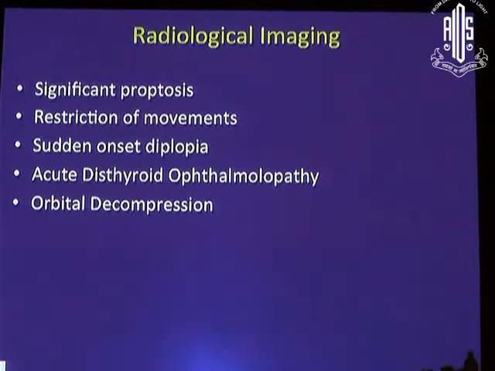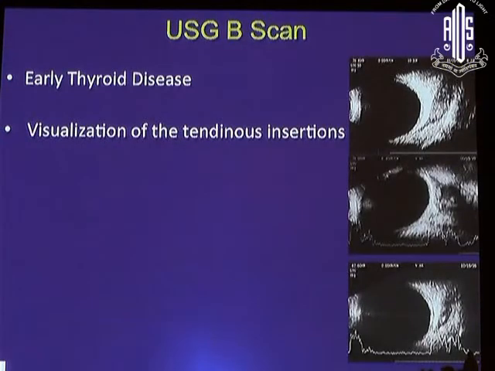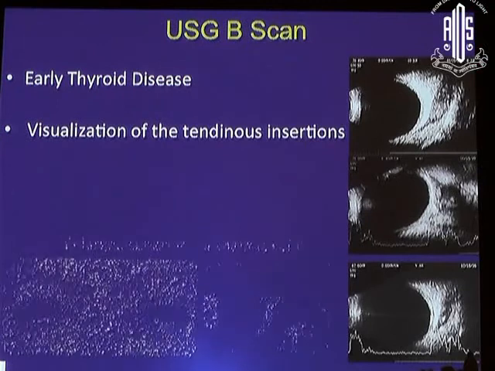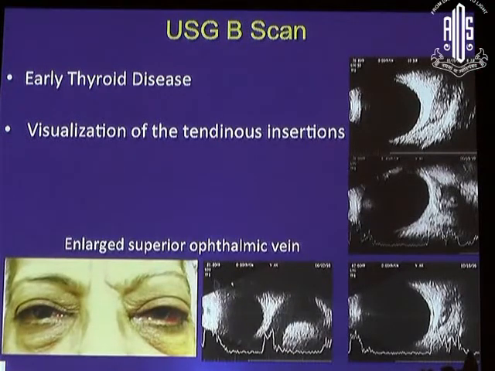Coming to imaging, and I agree with Dr. Ganga that we don't necessarily do imaging in every case. If there's significant proptosis, a sudden onset of diplopia, restriction of movements, obviously acute thyroid ophthalmopathy, or you're planning a surgical measure, then we go ahead with imaging. USG I don't do so much. A lot of the endocrinologists used to do it and send it to me, and I've encouraged them to not do it anymore. Yeah, if it looks something like this, which looks like an acute thyroid eye disease, and you want to rule out a dilated superior ophthalmic vein, it acts as a screening measure.